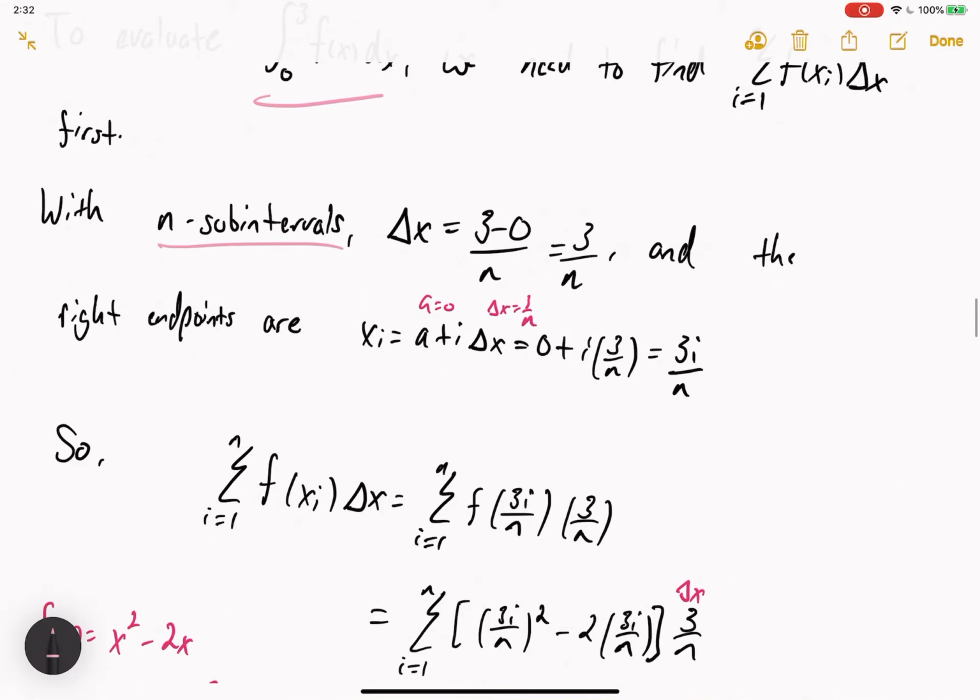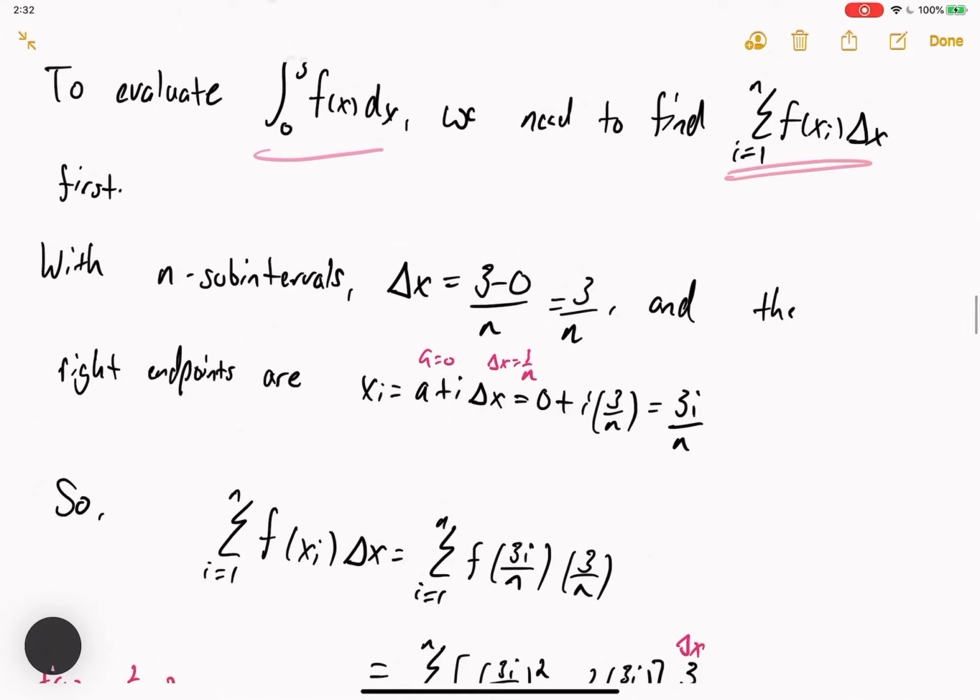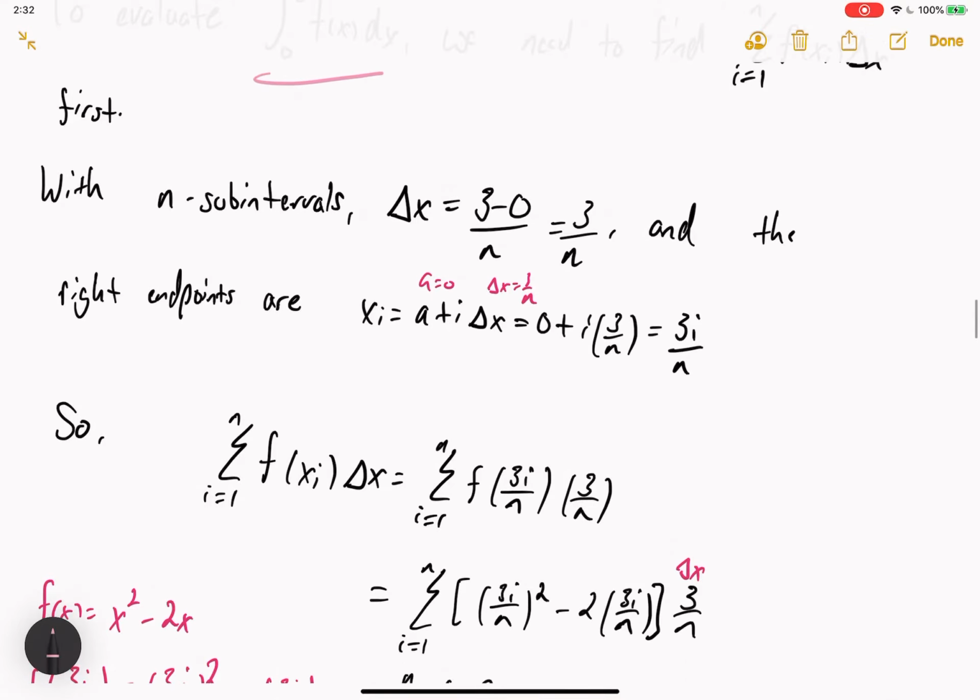So what we're going to do with n subintervals, or n rectangles, because again, it's a limit of the number of rectangles, so we need to start off in a very general setting. We want to try to write this sum as some expression that depends on n that's easy for us to work with. So if we have n subintervals, like n rectangles, then delta x is going to equal 3 minus 0, that's b minus a, divided by n. That's just going to be 3 divided by n.